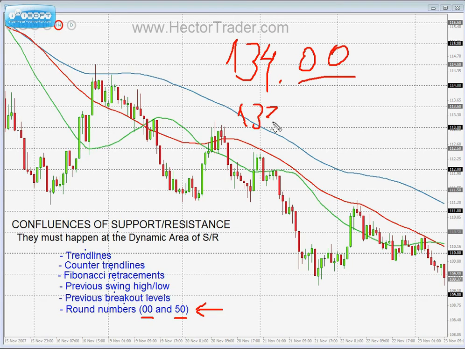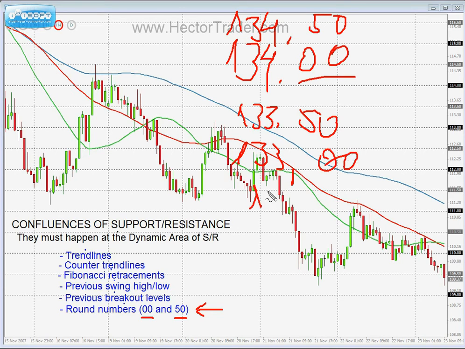Also the 133.50, then the 134.50, then the 133.00, 132.50, etc. Every 50 pips, the round numbers, either the 00 or the 50, will work as support and resistance, especially from an intraday point of view.